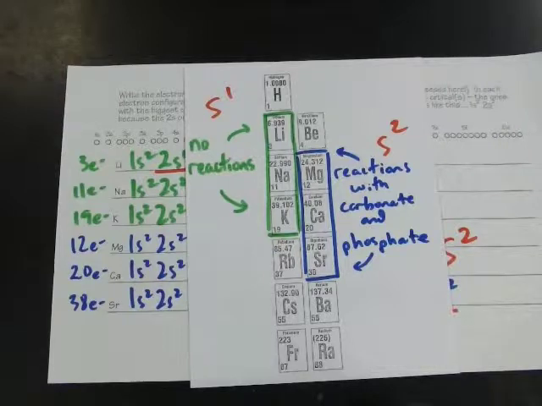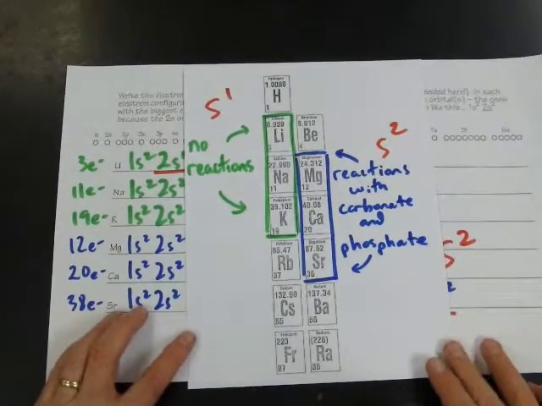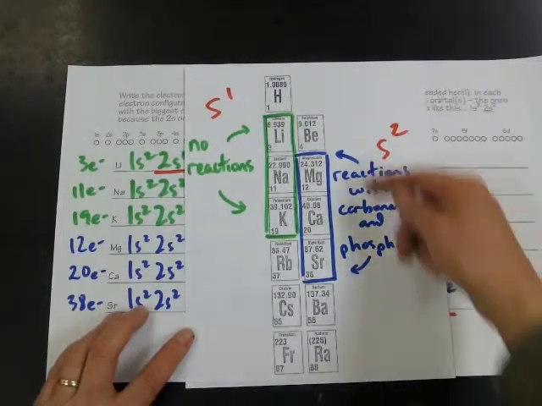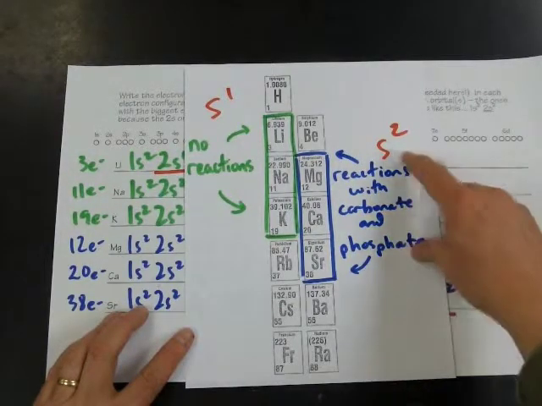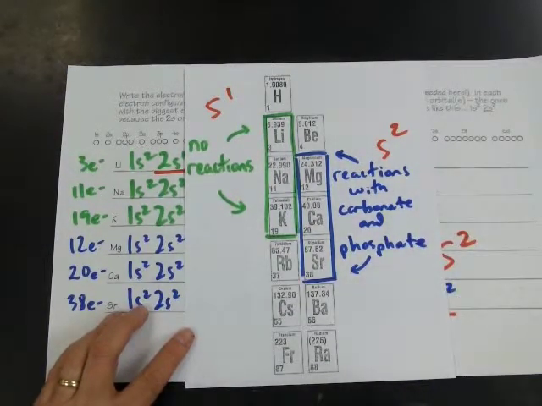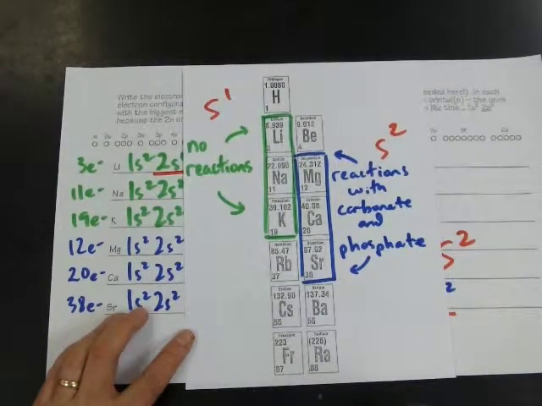When elements have the same outer electron configuration, that confers on them similarities in their chemical properties. That's why when Mendeleev made his periodic table, the elements lined up this way with shared properties, because they also had shared electron configurations, shared valence electron orbital configurations.